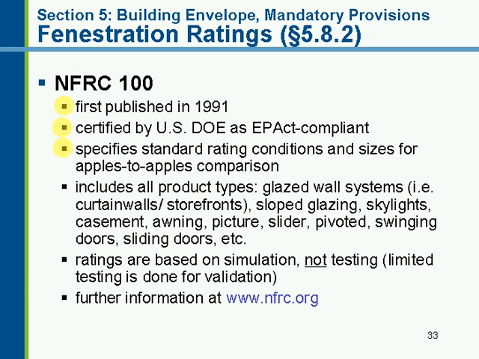This standard, NFRC 100, includes all the product types. It has included glazed wall systems, curtain walls and storefronts since the beginning in 1991. It includes sloped glazing like you might see in atriums, other punched openings, skylights, casements, so operable windows, awnings, sliders, and sliding doors. And for compliance, the ratings are based on simulation, not testing.